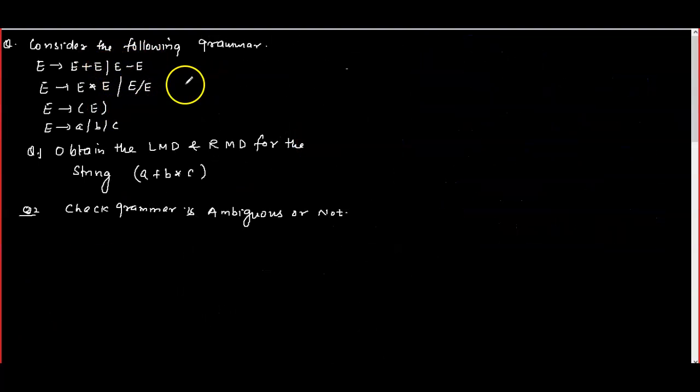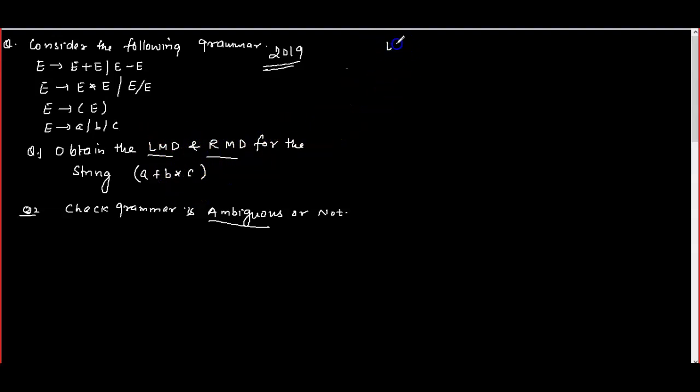This question was asked in the 2019 BTU exam, so last year it was there. Here we have to derive A plus B into C by using the LMD and RMD, and then you have to check the ambiguity. That part I will teach later. Let's first derive the LMD and RMD.